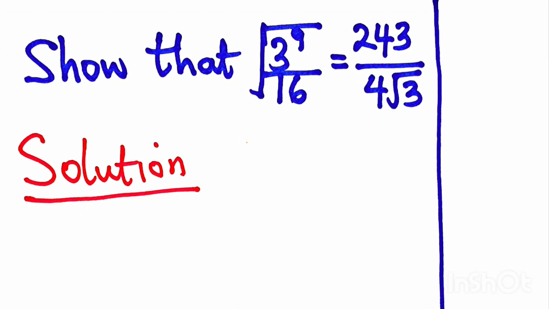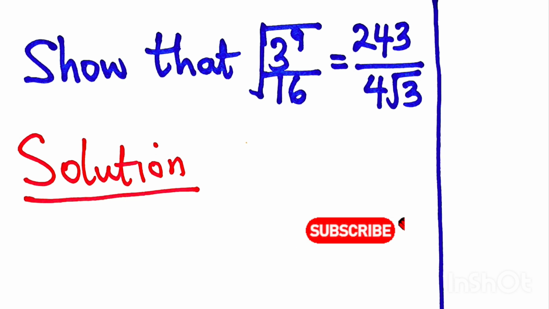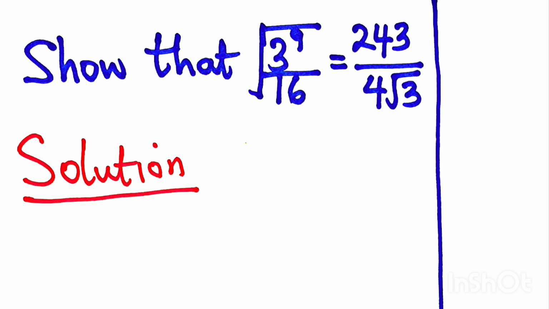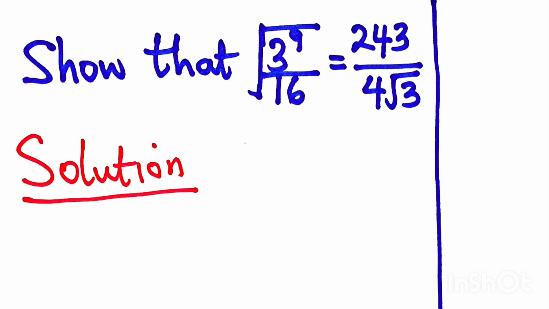Today we are asked to show that the square root of 3 raised to the power 9 divided by 16 is equal to 243 divided by 4 root 3. We are asked to show that. So whenever a question is asked that you are asked to show that, it means that you have to prove or you have to show that the right hand side is the same thing as the left hand side.